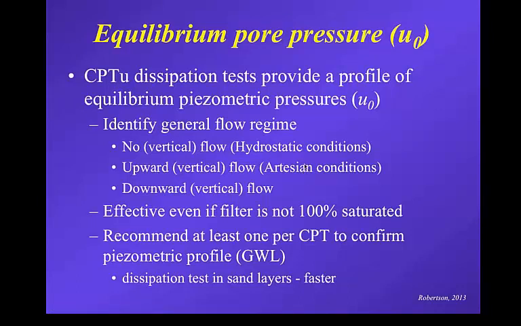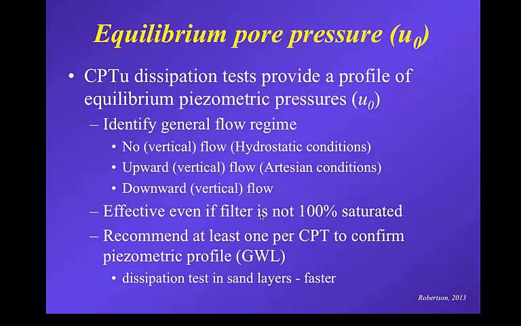You do get this u0 value. So you can identify the general flow regime. And the first one I showed at McDonald's farm there, it's essentially hydrostatic, so there's no flow. There may in fact be very slight horizontal flow, but there's no vertical flow. But of course you can have upward flow. For example, if you encounter an artesian layer, like for example a sand layer that's under artesian pressure, and so there's essentially upward vertical flow. And then likewise you can have downward flow, and I'll show an example of that shortly.